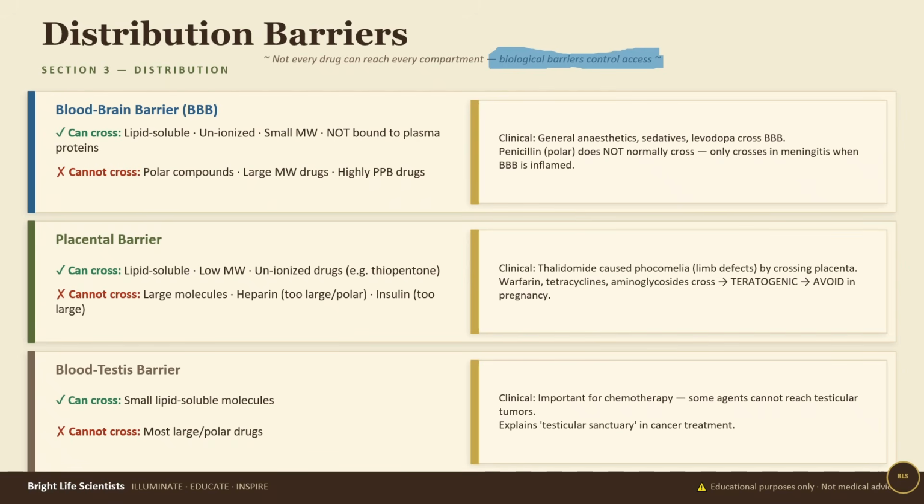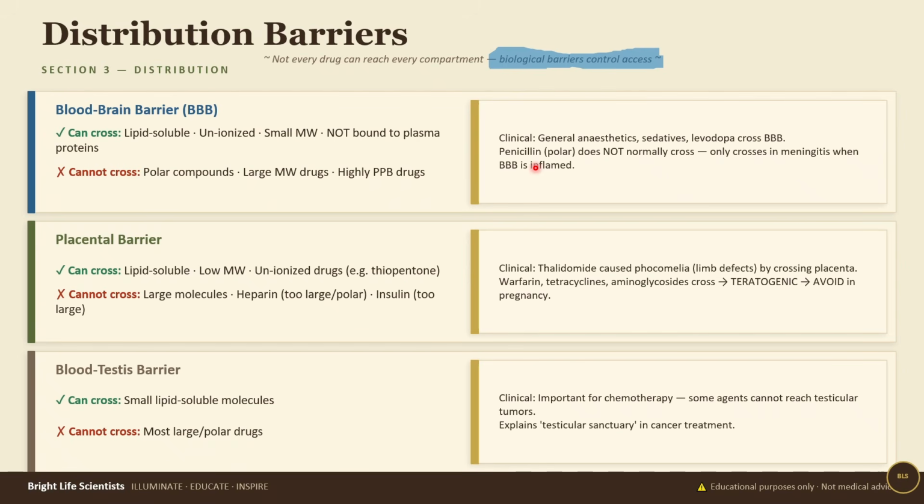Now, let's talk about the blood-brain barrier. To cross this barrier, a drug must be lipid-soluble, unionized, have a small molecular weight, and not be heavily protein bound. General anesthetics, sedatives, and levodopa cross the blood-brain barrier. Penicillin does not normally cross it, but in bacterial meningitis, the blood-brain barrier becomes inflamed, making it permeable. This is why high-dose penicillin can treat bacterial meningitis.